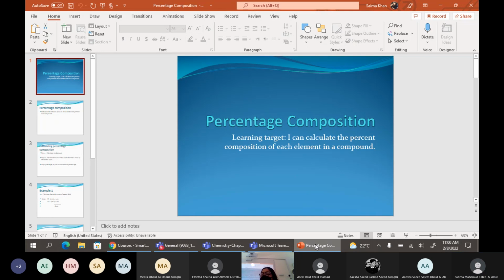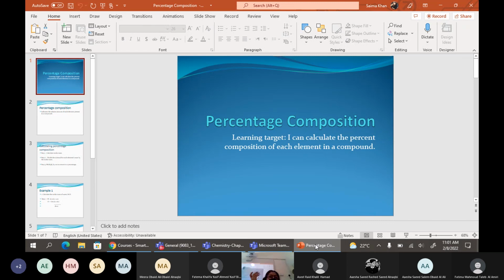Okay, so what are we doing today? We will be learning how to calculate the percent composition of each ingredient. For example, I have a bottle of water in my hand. Yes? What is the formula of water? H2O. It means water is made up of hydrogen and oxygen. How many elements are there? 2 elements. There is hydrogen, oxygen. 2 hydrogen and 1 oxygen.